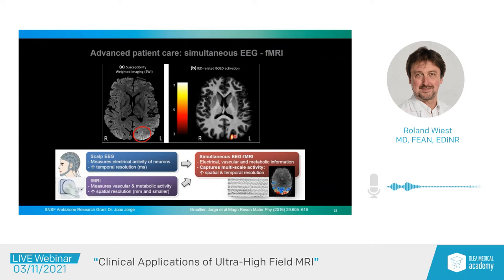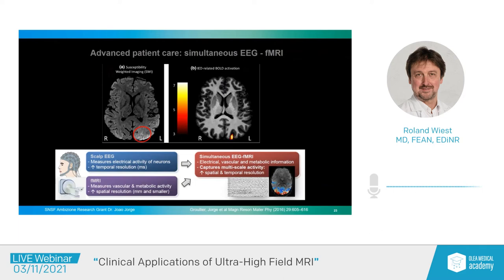And this is extremely important, especially in patients with non-lesional epilepsies, to determine the area where the electrodes for phase two, for the invasive part of the diagnostic workup of epilepsy, shall be implanted. So in summary, there are a lot of very exciting applications also for functional MRI, starting with classical task-based BOLD fMRI, and then going over via ASL to combinations of neurophysiology signals and fMRI.